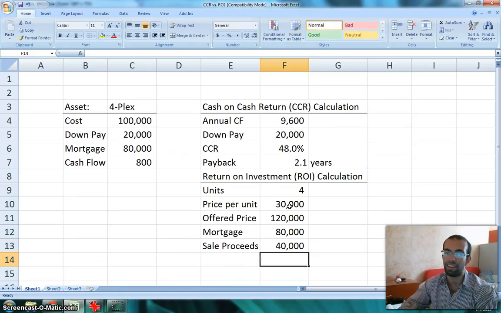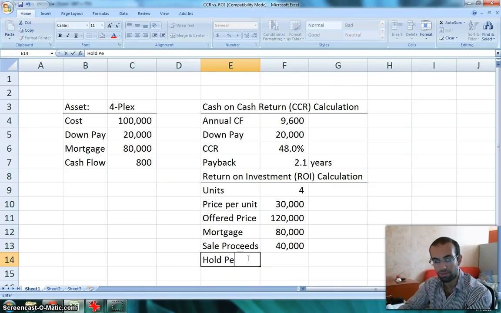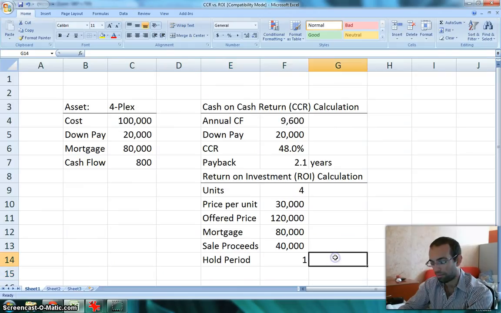Now keep in mind, in reality, there's going to be a lot of other fees when you sell a property, like broker fees, closing costs, that you'll have to take into consideration to get to a true net sale proceeds that go into your pocket. You also have to consider taxes that you pay, capital gains taxes, unless you do a 1031. But for simplicity purposes, let's assume that our sale proceeds are $40,000 here, and we'll also assume that the hold period was 1 year.